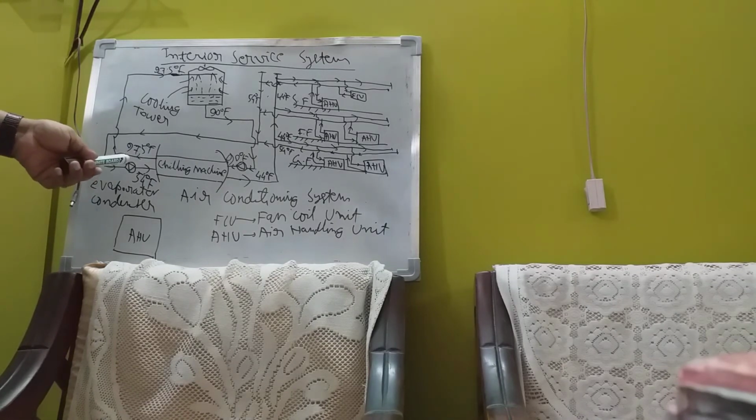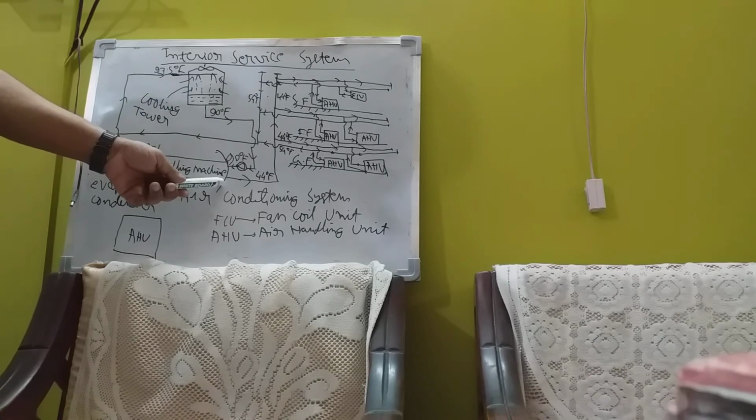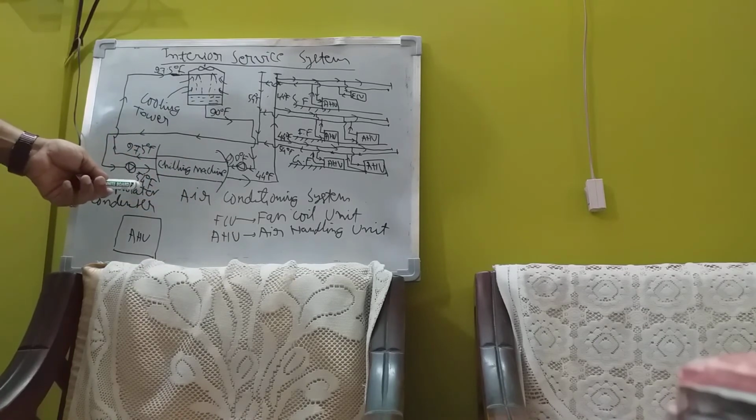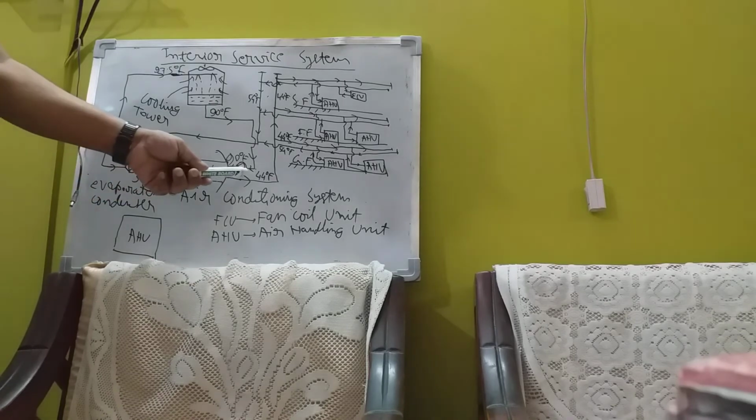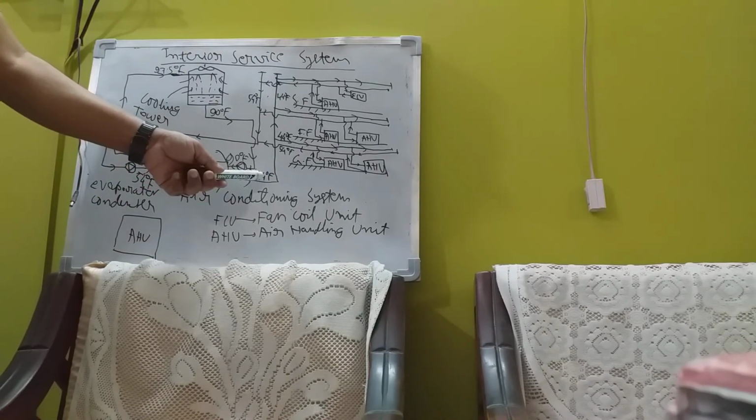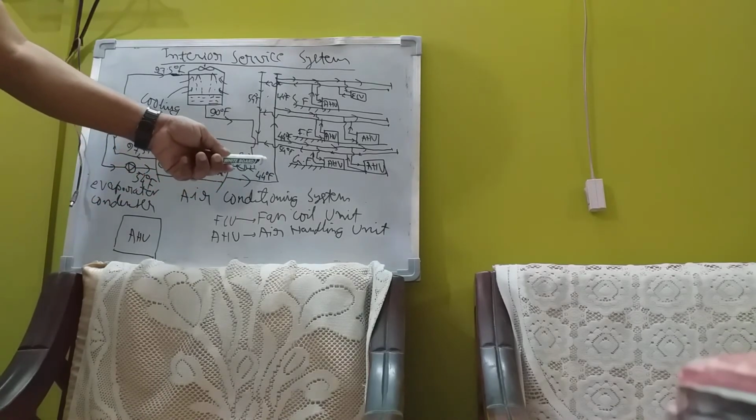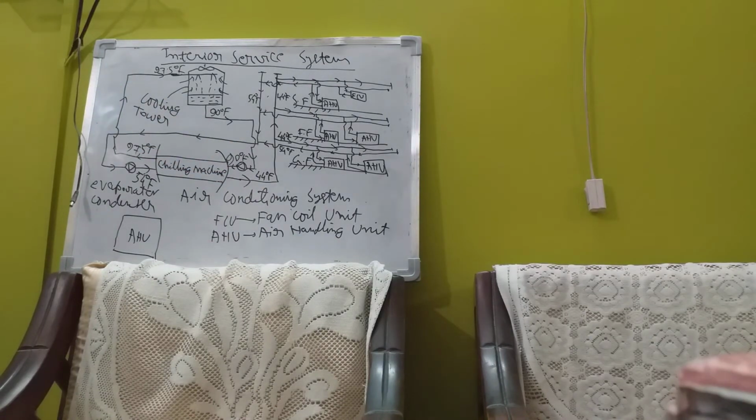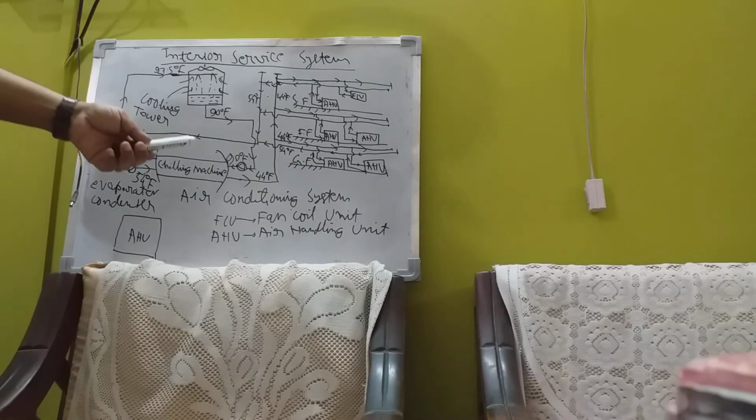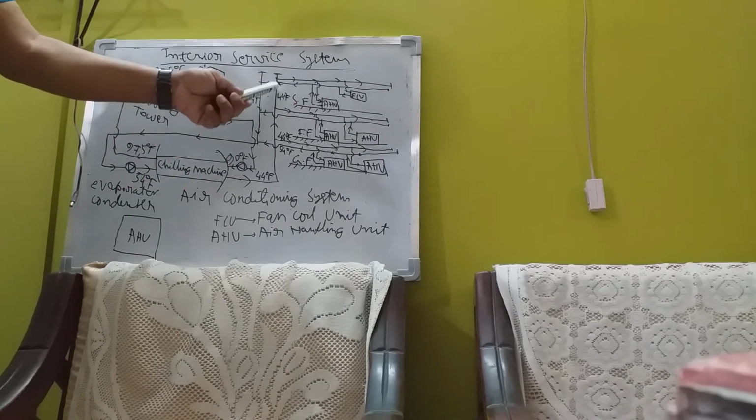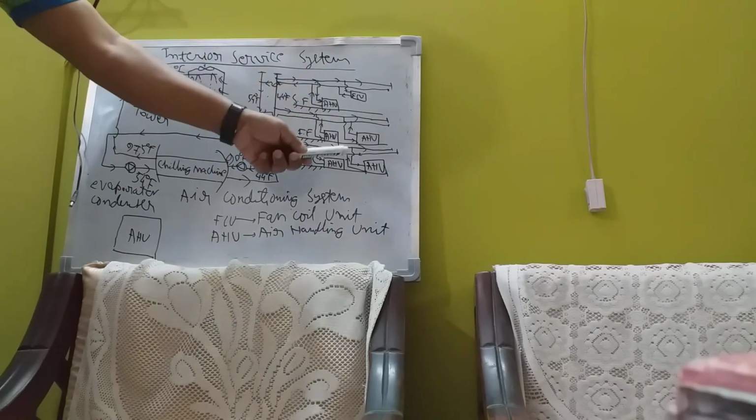Water at high temperature enters into the chilling machine. High temperature is what? 54 degree Fahrenheit. At 54 degree Fahrenheit it enters the chilling machine and gets cooled to 44 degree Fahrenheit. It's clear, I think. You can understand. At 44 degree Fahrenheit, it supplies to different AHUs and FCUs.